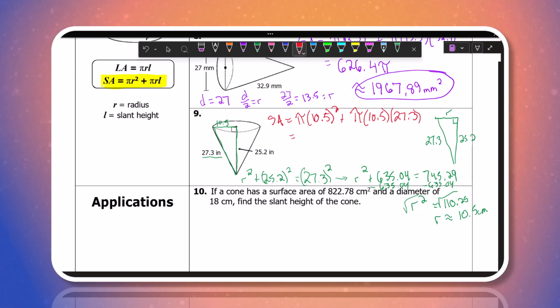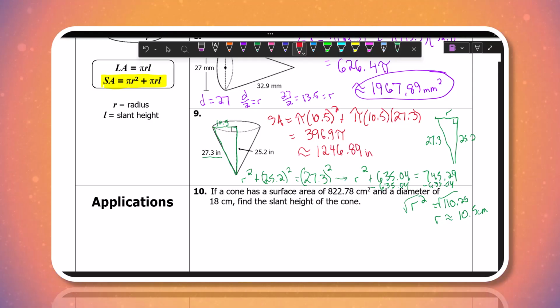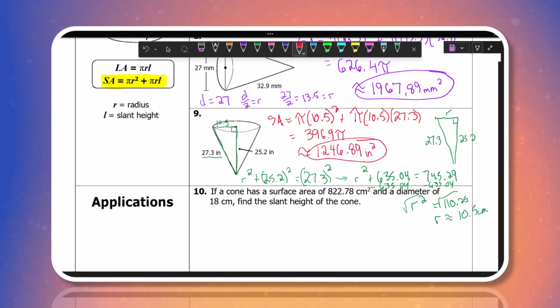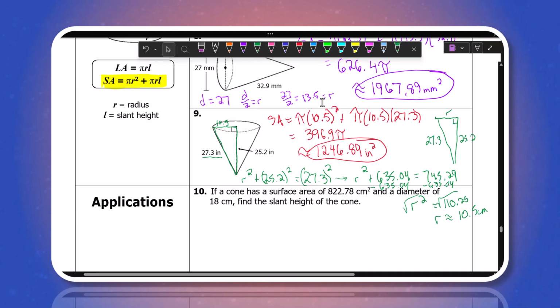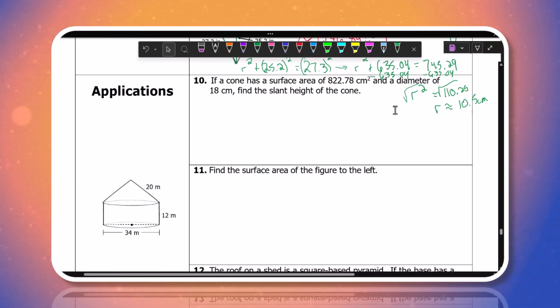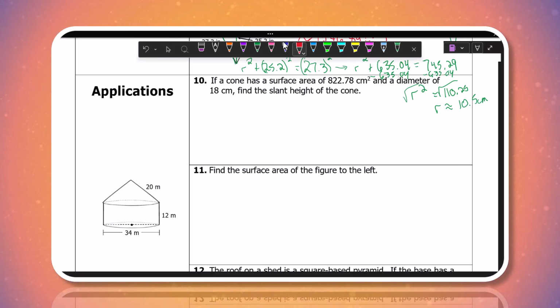So if we multiply this out, we get 396.9 pi, or if we do our decimal approximation, we get 1,246.89 inches squared. So we just need to have the slant height and the radius. We have those two, we can find our surface area. All right, so now some applications, some word problems. So this first one, there's no diagram with it.